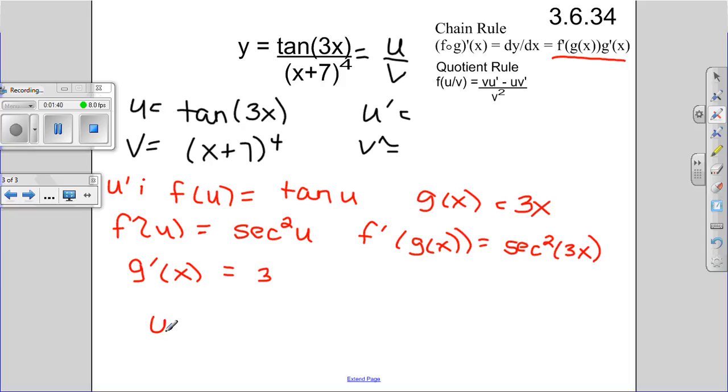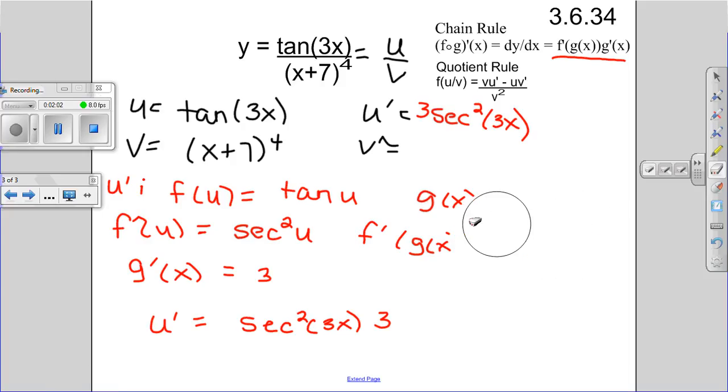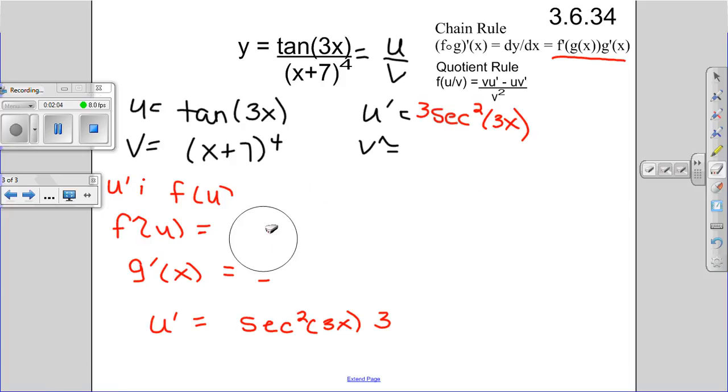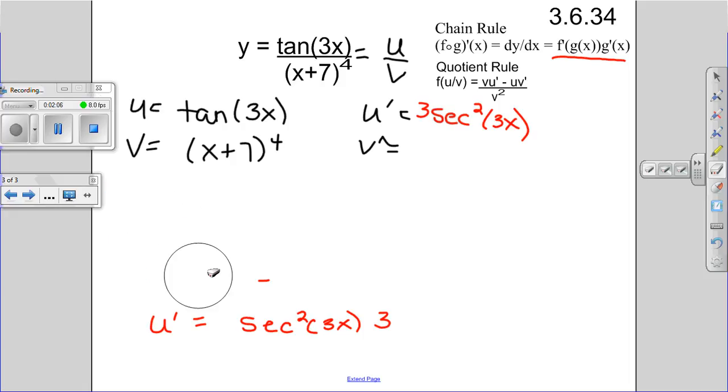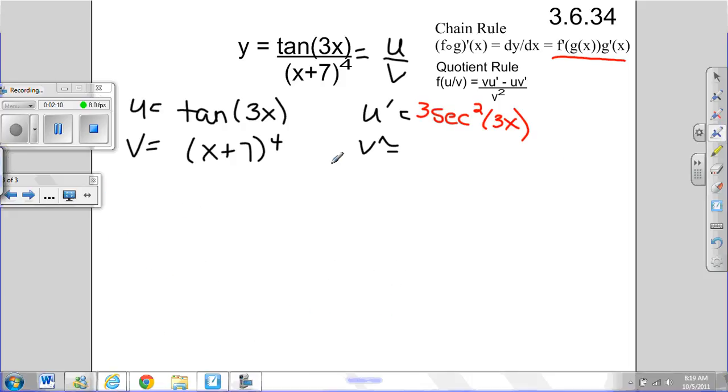So we can write u prime as f prime of g of x, which is secant squared 3x, times g prime of x, which is 3. So I'm going to write this up here. Our u prime is equal to 3 secant squared of 3x. I'm going to erase all this work. So now let's go through the same steps to find out what our v prime is.